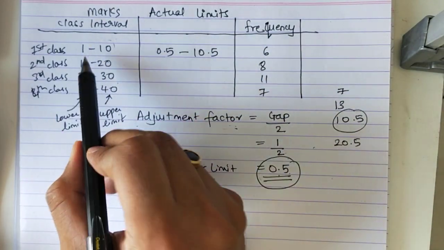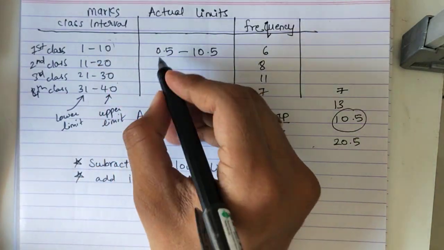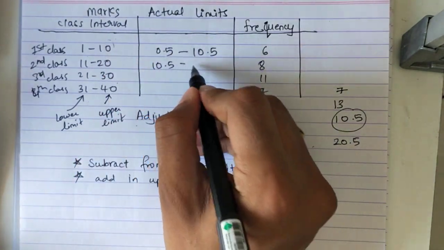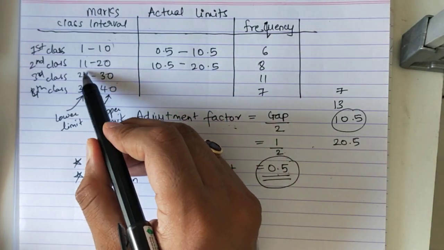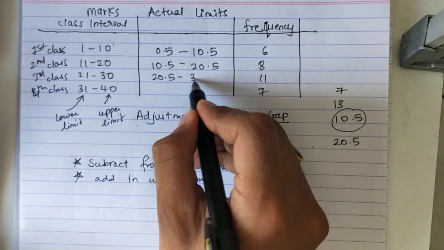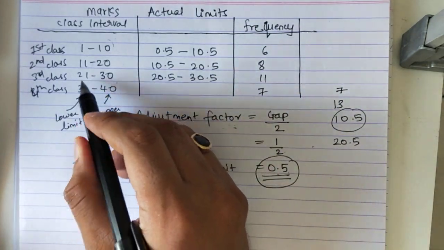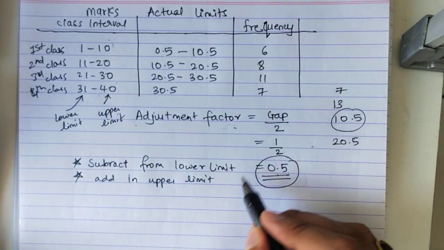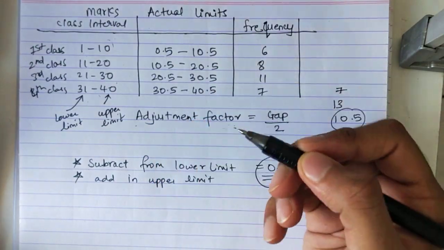Same thing for the next class. Subtract from the lower limit: 11 minus 0.5 is 10.5. And 20 plus 0.5 is 20.5. Subtract from 21, you will get 20.5. Add in 30, so this will become 30.5. Then again here, subtract from 31, you will get 30.5. Add in 40. What? The adjustment factor. We are adding and subtracting the adjustment factor, so we get 40.5.